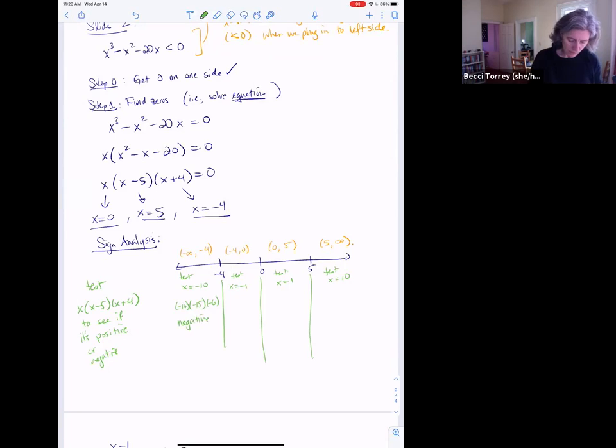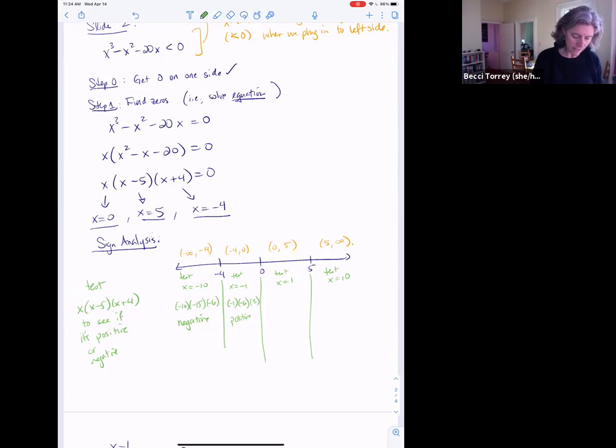If I plug in -1, I'm going to get -1. -1 minus 5 is also a negative number. -1 plus 4 is +3, so it's a positive number. So negative times negative is positive. And that means any x value that I plug in between -4 and 0 into this thing is also going to give me a positive value, because there was nowhere else for it to switch.